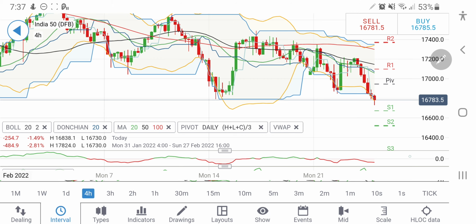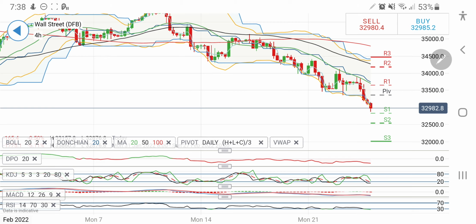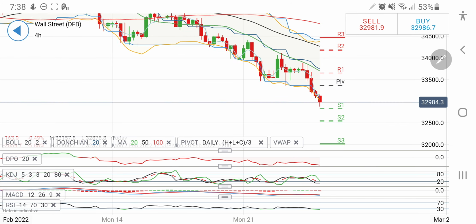Now let's move towards US30. US30 is trading below 33k levels, an important resistance zone for US30 at 33k. And if you see this 4-hour chart, the support is here at around 32800. If it breaks 32800, then 32500 is the target, and if it sustains 32800 levels, probably it can reverse. The next resistance on the upside is at around 33400 and 33450 levels.